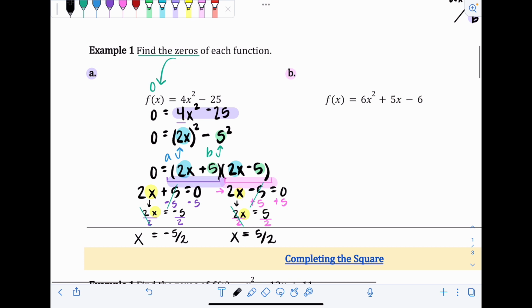I'm just going to write my final answers up here, so x equals negative 5 halves, and x equals positive 5 halves are my final zeros for this problem.